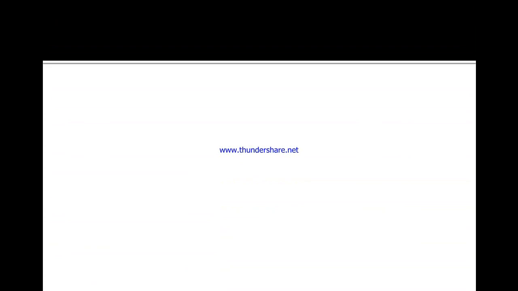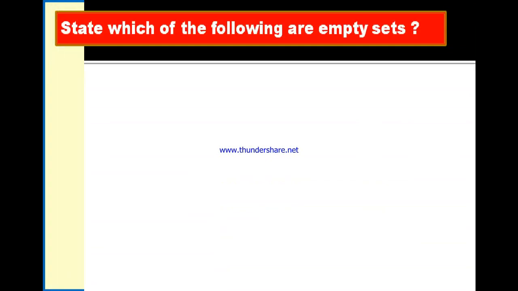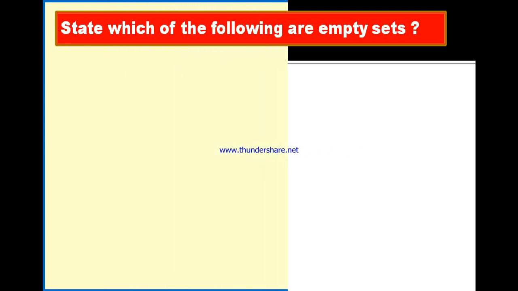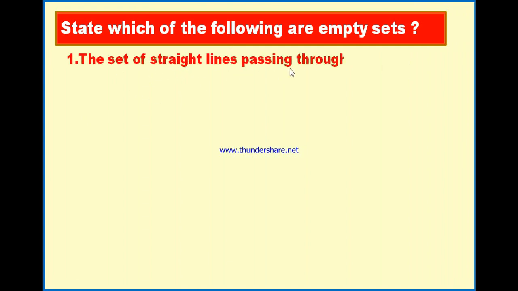The next point is, as you now know what an empty set is, what a finite set is and what an infinite set is, we will solve some questions. We can find which of the following are empty sets. Here is the first question: the set of straight lines passing through a point. Through one point, how many straight lines can you draw? You can draw an infinite number of straight lines passing through a point.